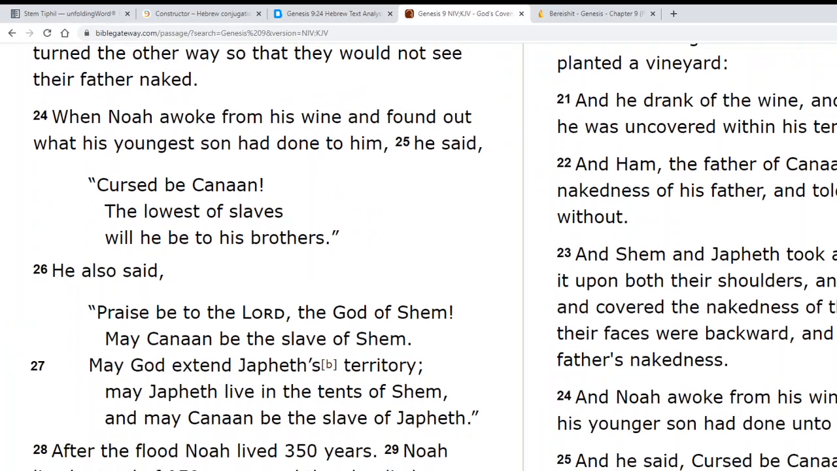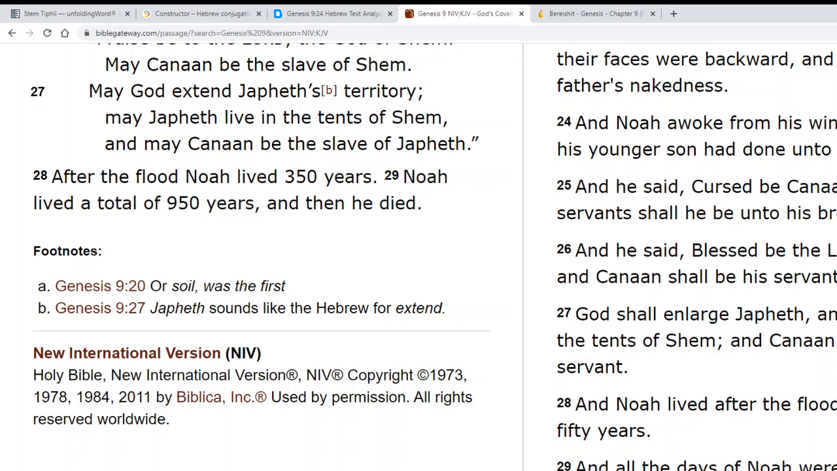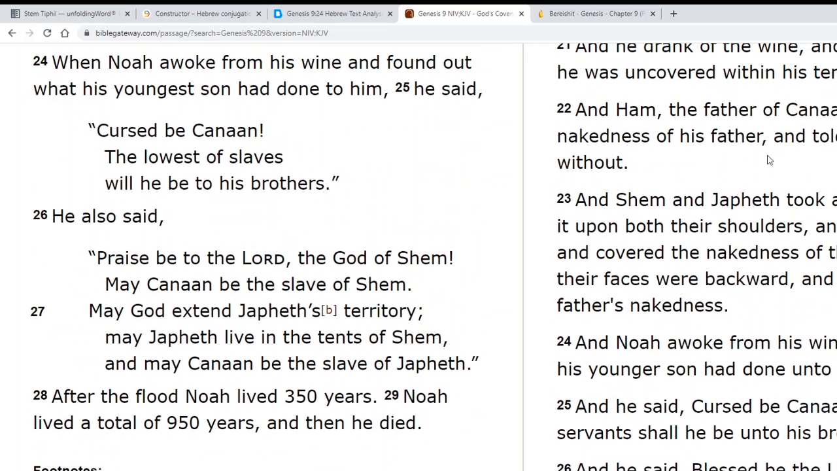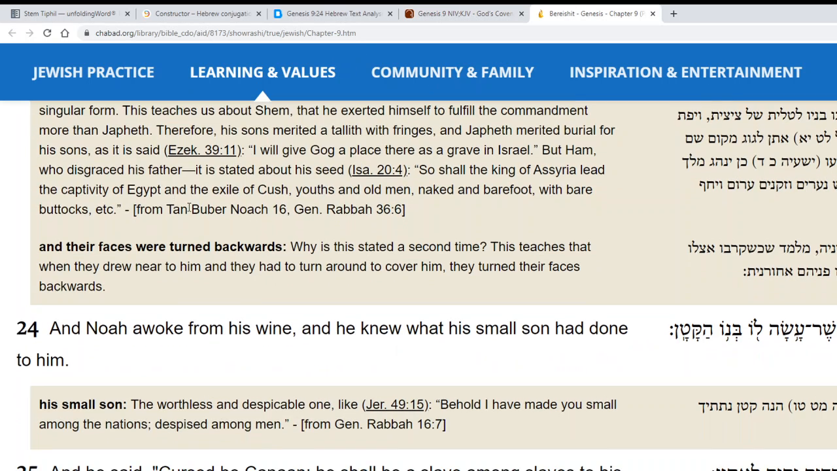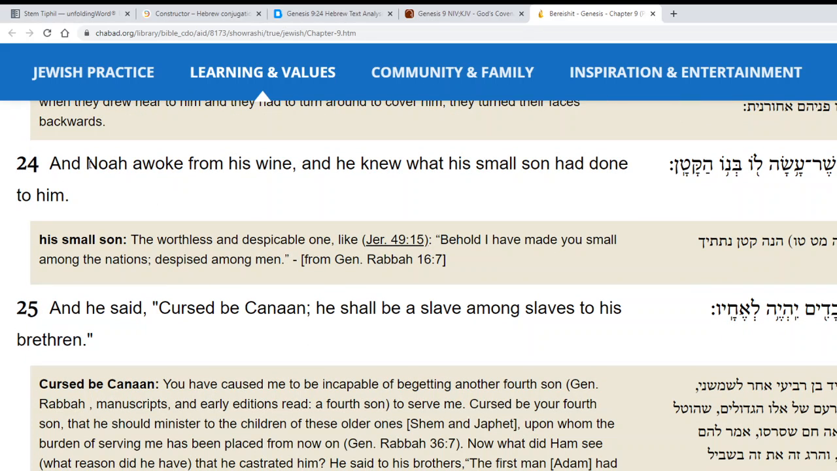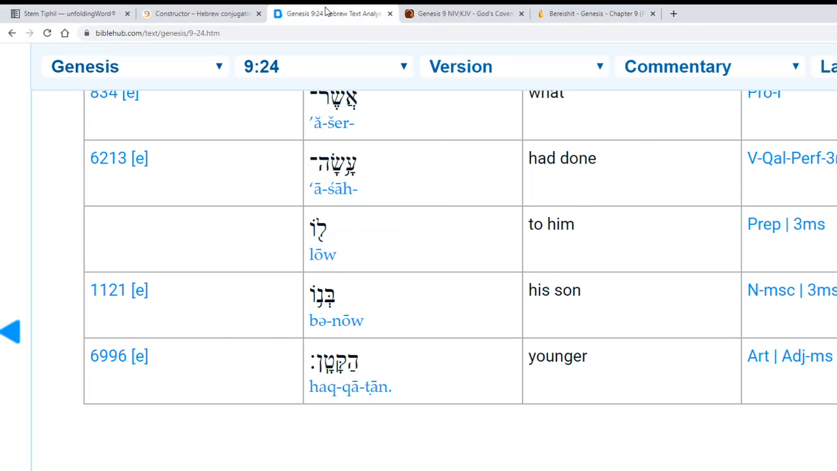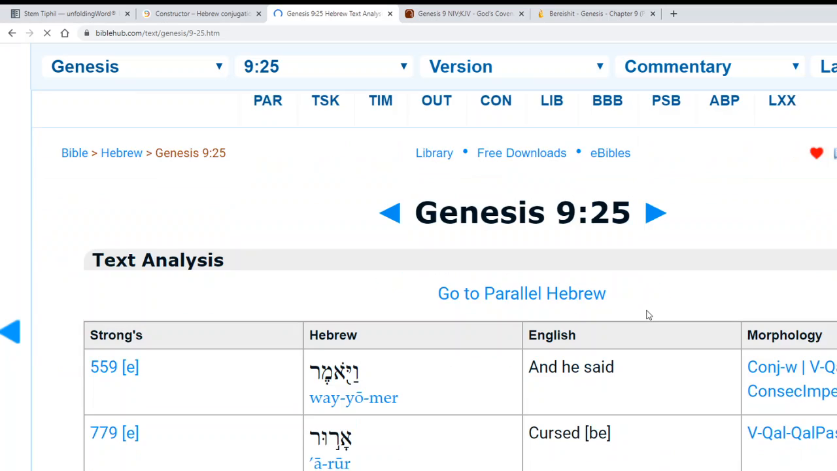Okay. King James Version, verse 24. And Noah awoke from his wine and knew what his younger son had done unto him. Okay. NIV: When Noah awoke from his wine and found out what his son had done to him. So they're saying when, right? Okay. And Noah awoke from his wine, and he knew what his small son had done to him. And Rashi translates that small to mean he wasn't a good guy, right? Just like in Jeremiah 49:15, to be small means to be despised, right? Okay. From Jeremiah.